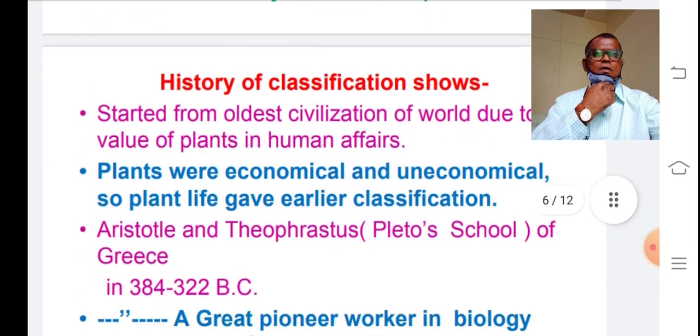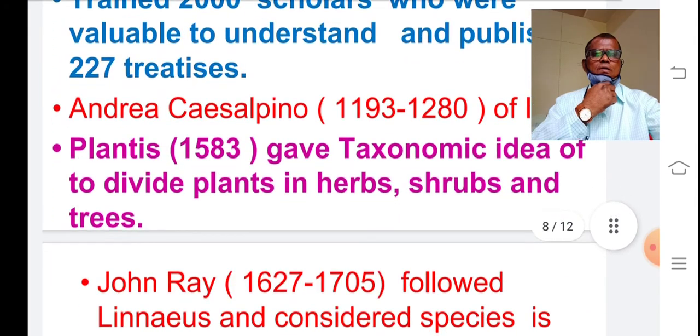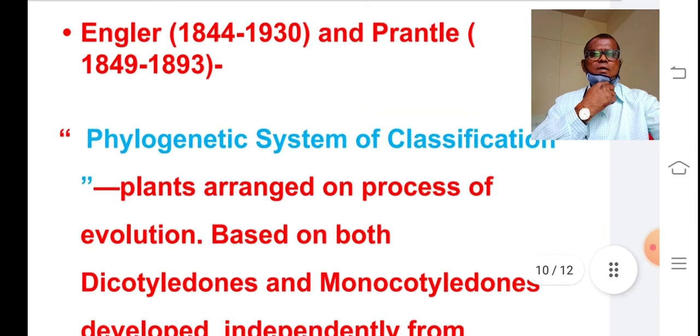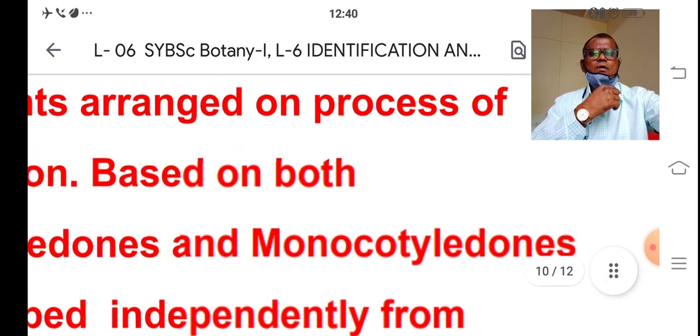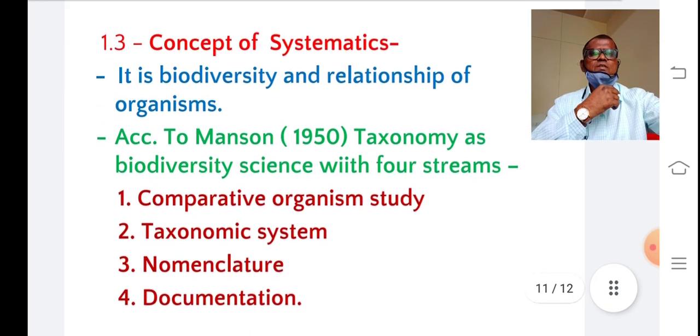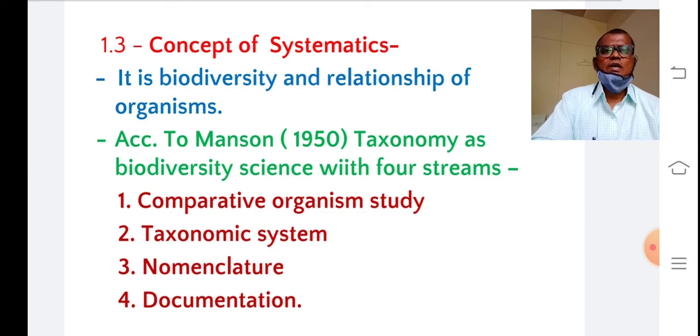Next, after the history, Engler and Prantl, this phylogenetic system, then comes the concept of systematics. What is systematics? It is the biodiversity and relationship of the organisms. Biodiversity means what? Different plants are there, different animals are there. We are generally discussing the plants.